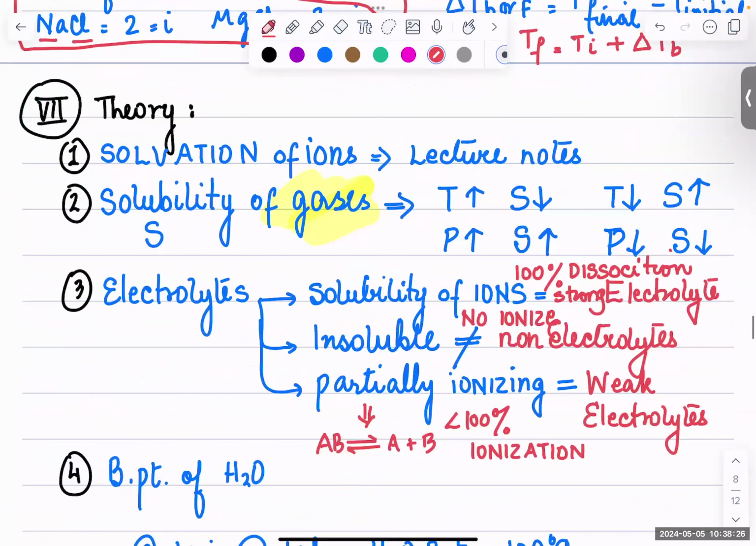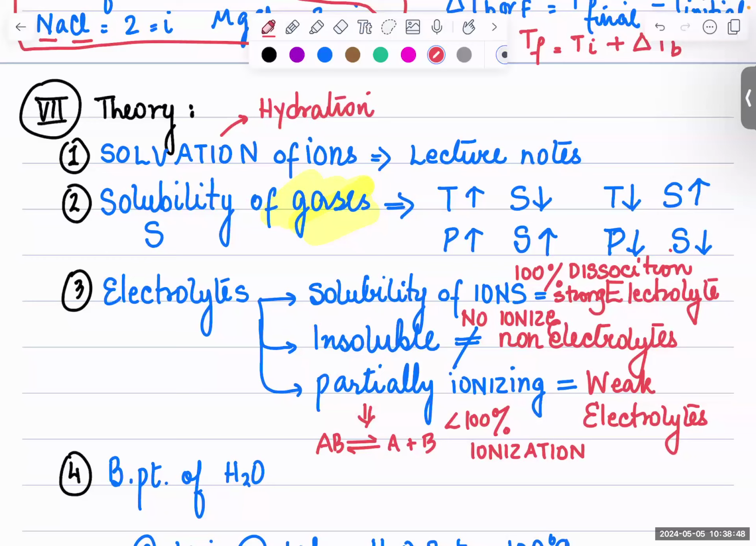Next is the theory. You should know what is a solvation of ions. Solvation of ions is also called a hydration of ions. So just look at the lecture notes. Hydration and solvation means that every anion surrounds the cation and every cation surrounds the anion. So that's one thing.